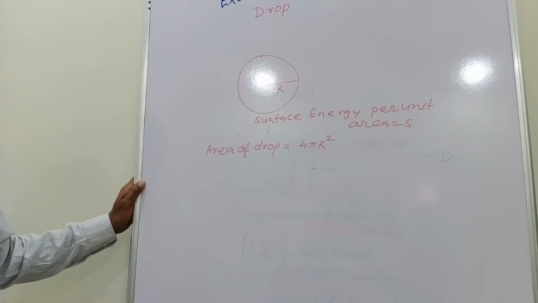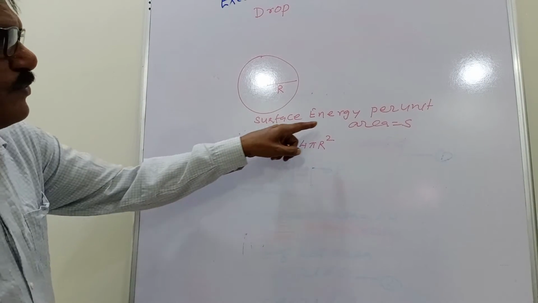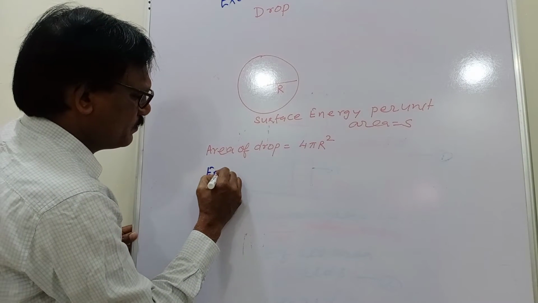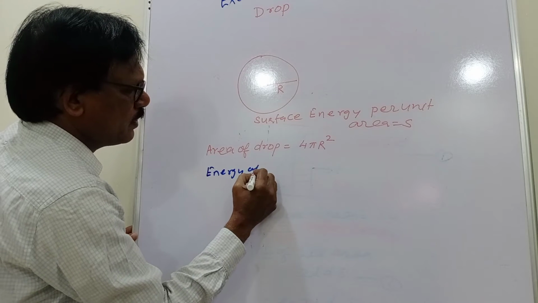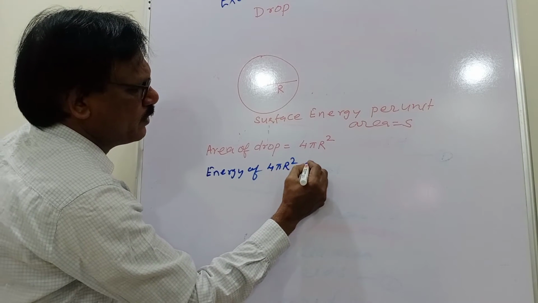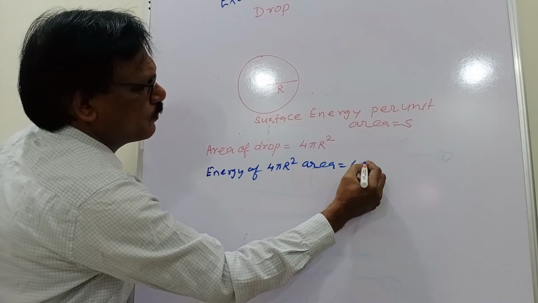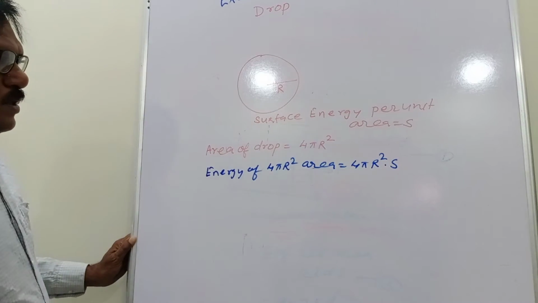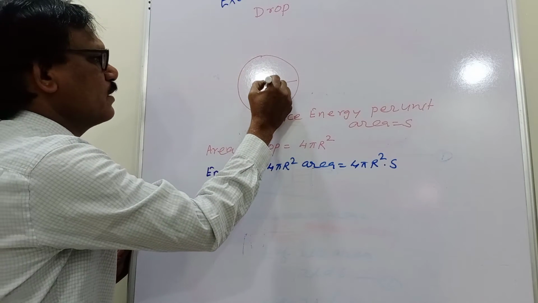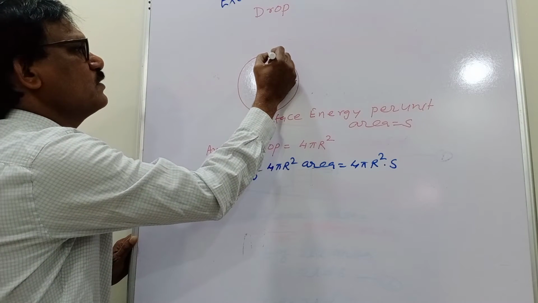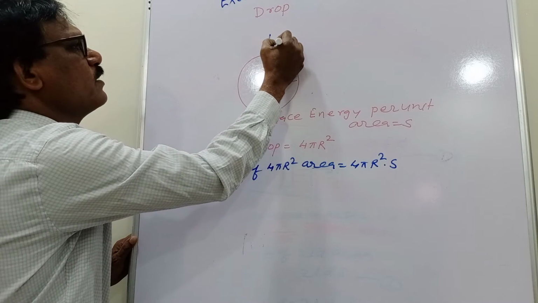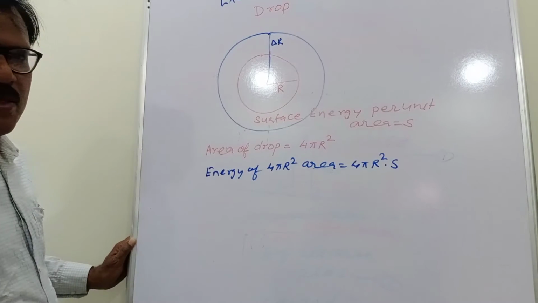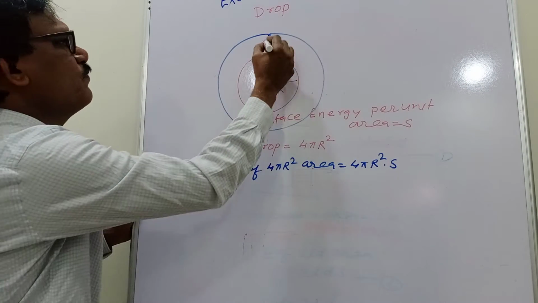Hence this is the area. Now the energy of unit area is S. So what is the energy of this much area? The energy of 4 pi r square area will be 4 pi r square into S. And if we apply force here, and the size of the drop is increased from r to r plus delta r, so this will be the new drop. So the area will increase by applying force.